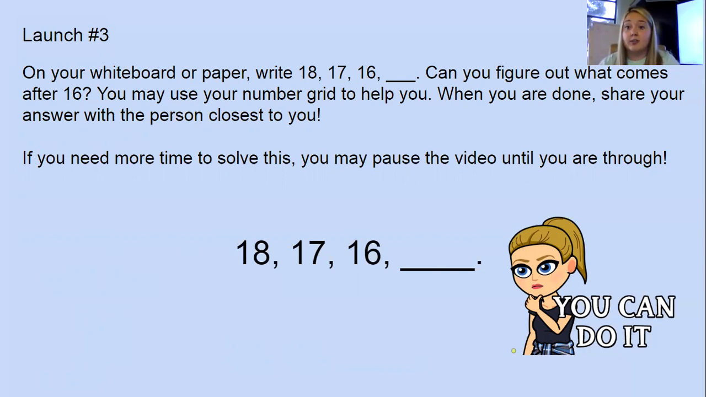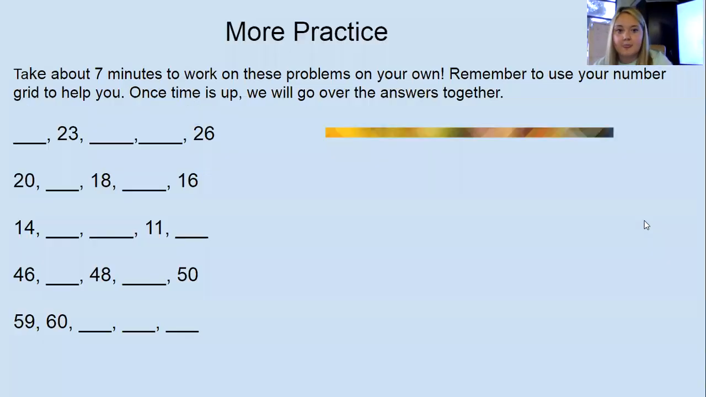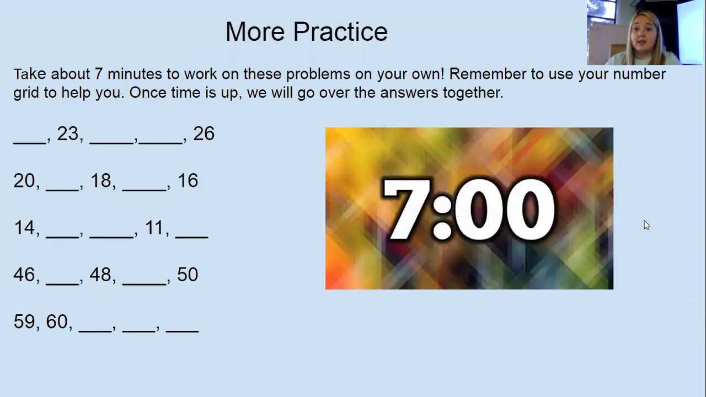I can already tell you guys are becoming pros with the number grid. Let's move on to our next thing since you guys are doing such a great job. All right, now this is some extra practice for you. You are going to take about 7 minutes and work these problems. Some of these problems you're going to count forward and some you're going to count backward. So you need to look and really think about which way you need to be counting. And use your number grid to help you figure out the blanks in each sequence, okay?